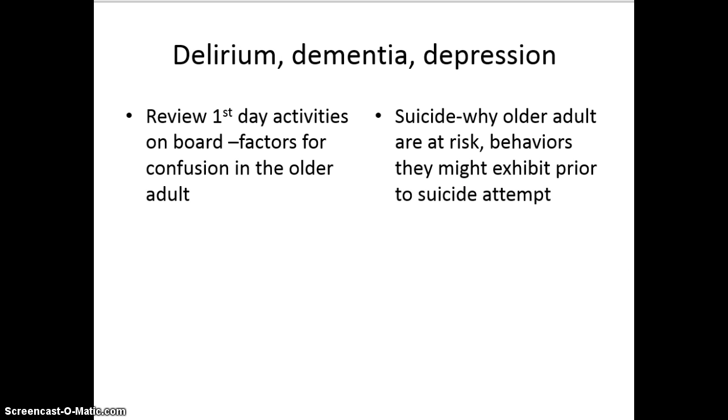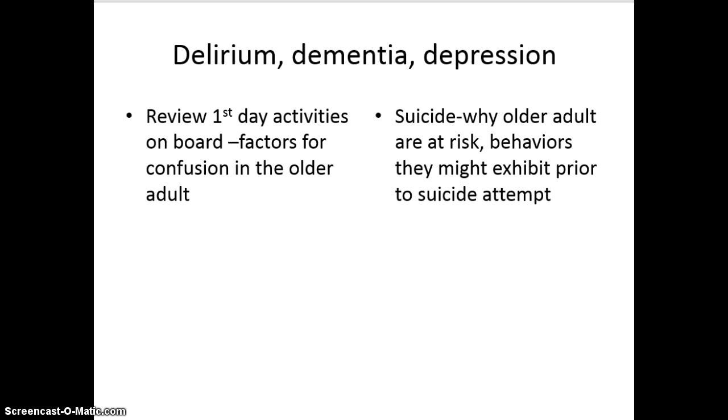When we think about delirium, dementia, and depression, it would be a good idea to think about how are they alike, but more importantly, how are they different. On the board, the first day we did this activity, we looked at factors for confusion with the older adult, things such as hypokalemia or the electrolytes being off balance. It can be a UTI, it can be dementia, but there are many other things that we try to rule out that can cause changes in the cognition for the older adult.